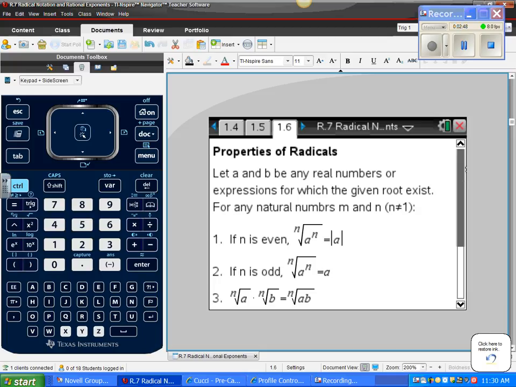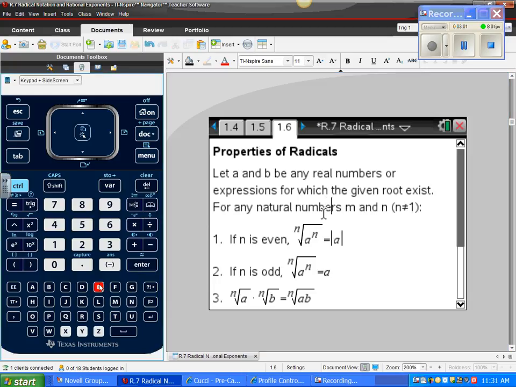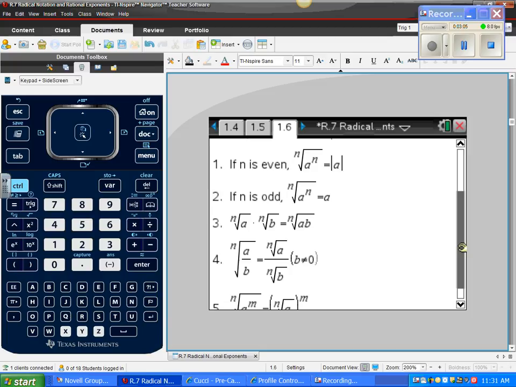Okay, so this is a longer page. Properties of radicals. You do need to know all of these properties. If we let a and b be real numbers or expressions for which the given root exists, for any natural numbers m and n, where n does not equal 1: if n is even, the nth root of a to the n equals the absolute value of a. If n is odd, the nth root of a to the n is a.